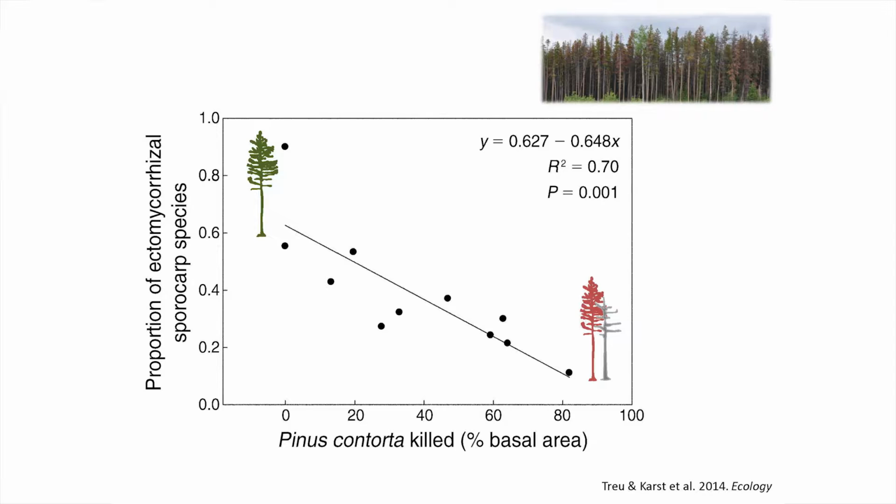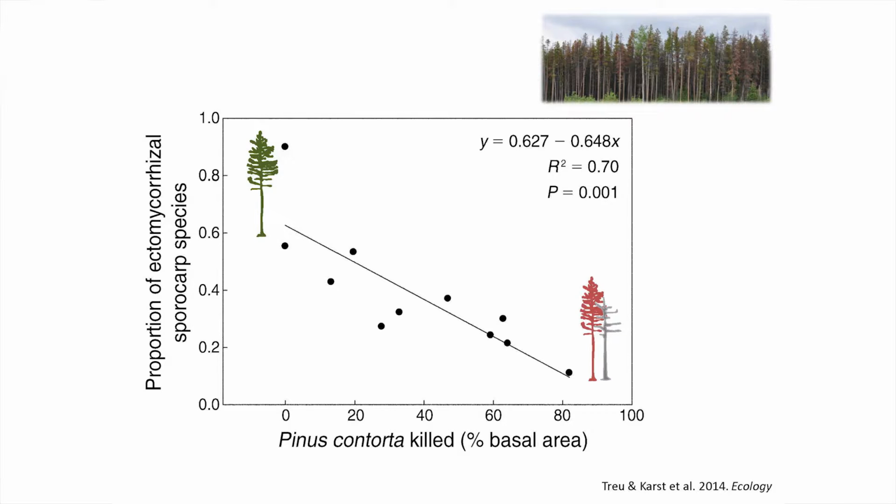Compared to over here, these are pine stands that were relatively intact. And so you can see from this graph that in healthy, intact pine stands, about 60% of those sporocarps are ectomycorrhizal. In these beetle-killed stands, this drops to about 10%. So we're losing these ectomycorrhizal fungi.